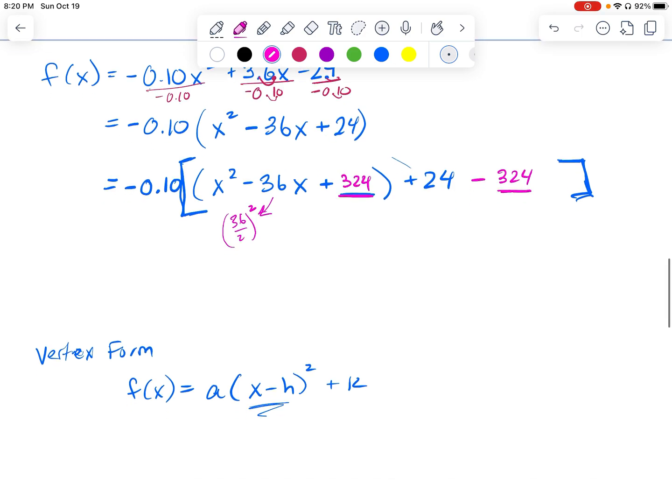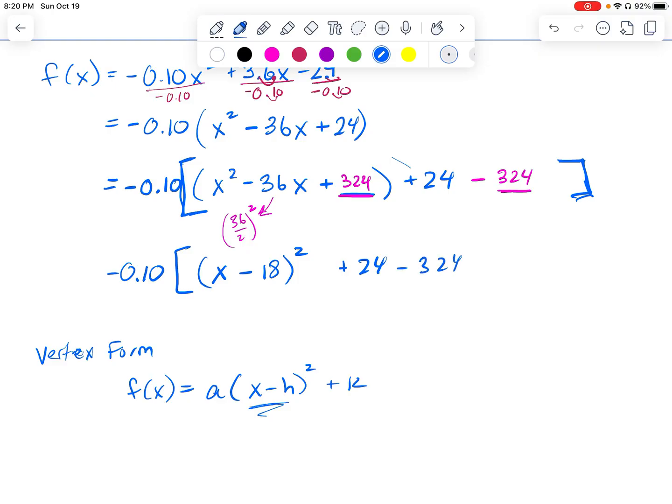So now I have a perfect square trinomial. This right here is a perfect square trinomial. So when I factor that, I get x minus 18 squared. And I still have out in front that negative 0.10. I'm just copying that part down. Same with that plus 24 minus 324.